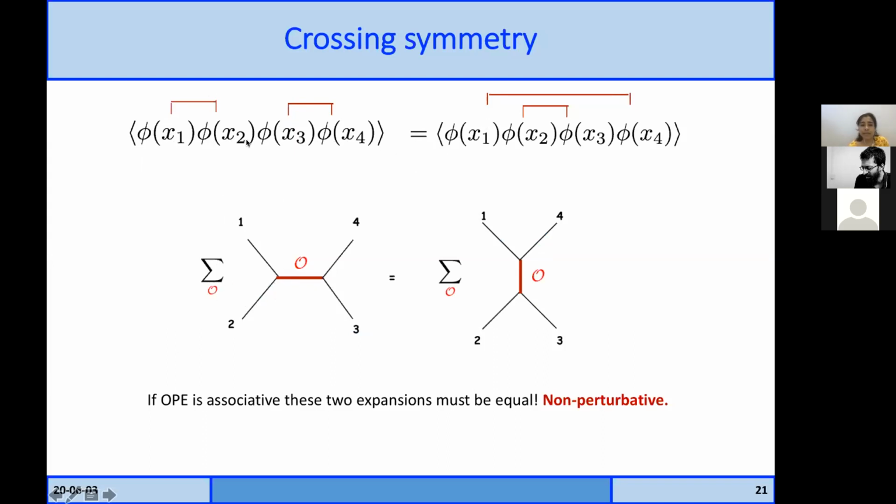And if the OPE is associative, you could have as well expanded this in the T channel, which is you fuse together 1 and 4 and then 2 and 3. And if the OPE is associative, these 2 expansions must be the same. And this is a non-perturbative statement. And there is another channel which is the U channel. So this is the equality of S channel, T channel and U channel. So this is a crossing symmetry that is very important, which we'll see now.